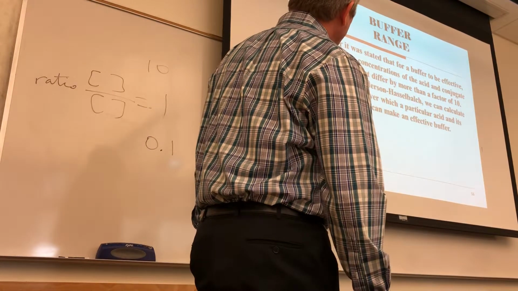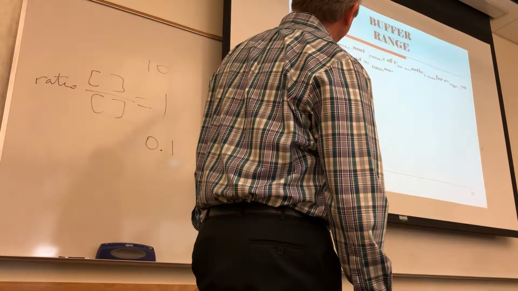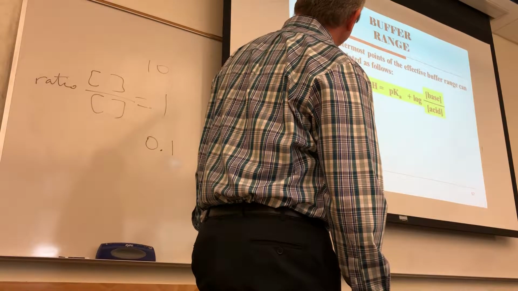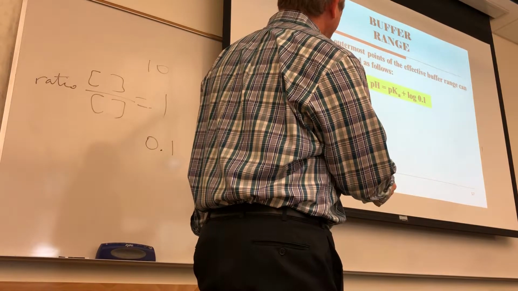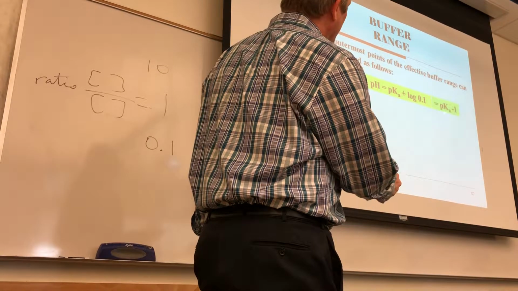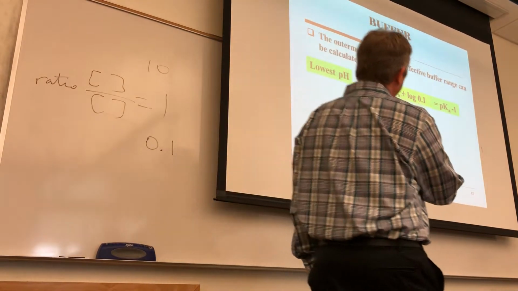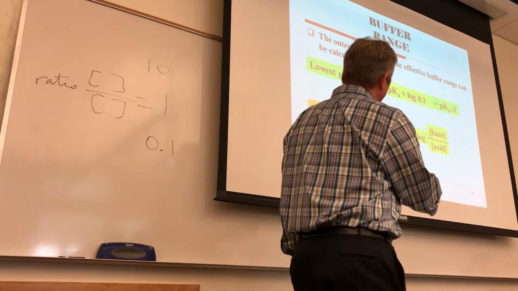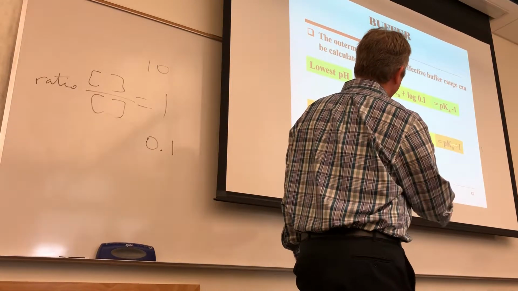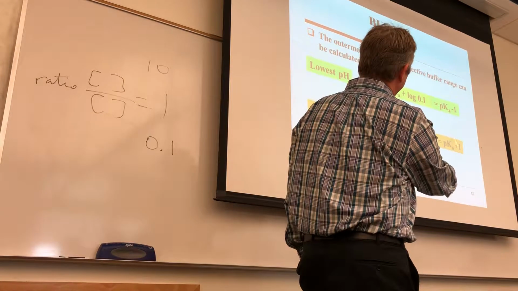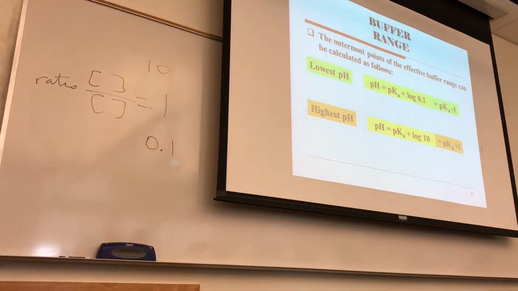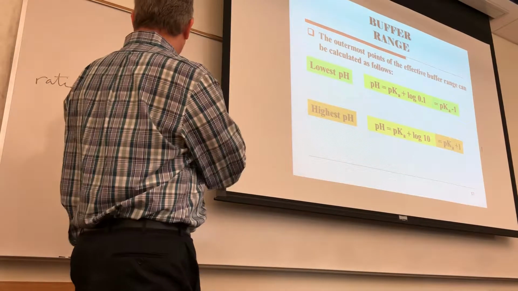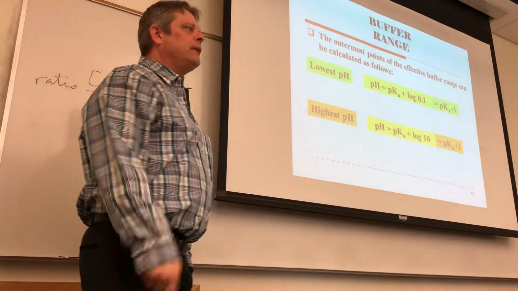Okay, so those are the buffer ranges, with everything we just said. I guess that's just a review. Here's another way to look at it. The lowest pH would be the 0.1 ratio, which means the pKa minus 1, because the log of 0.1 is -1. And the highest, the ratio of 10, would be pKa plus 1. So these are the ranges of pH that you want, based on the log of 10 and the log of 0.1.